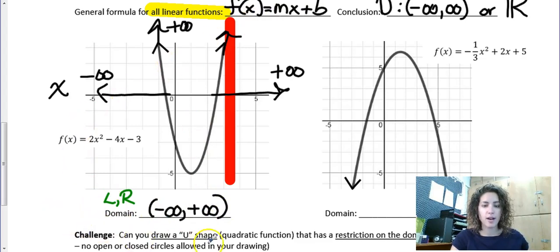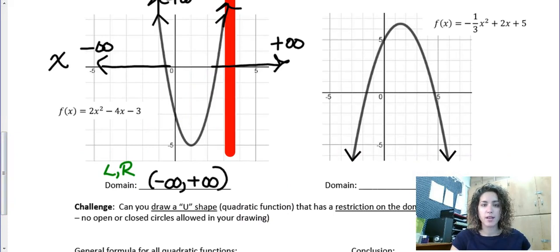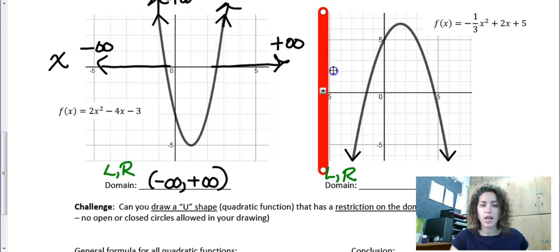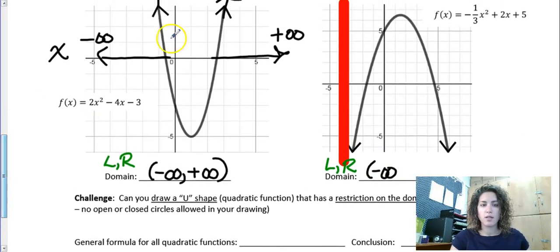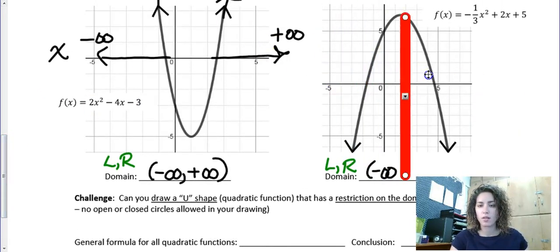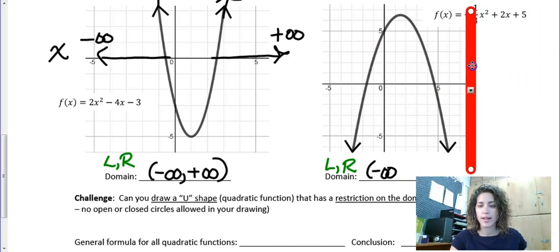For the graph on the right, the process repeats. Coming in from the left and the right, take my pencil, come in from the left, I hit an arrow, which means negative infinity. And then when I come in from the right side, coming in from the right, I stop.